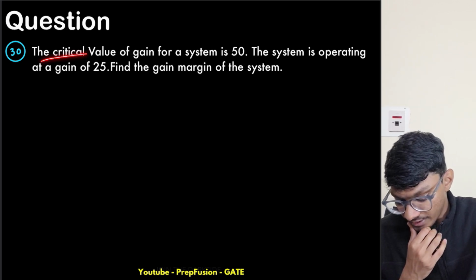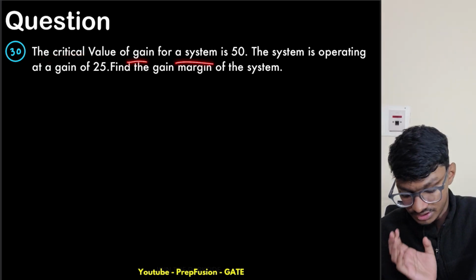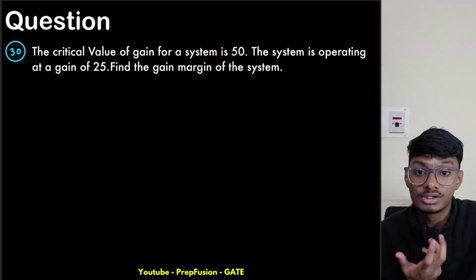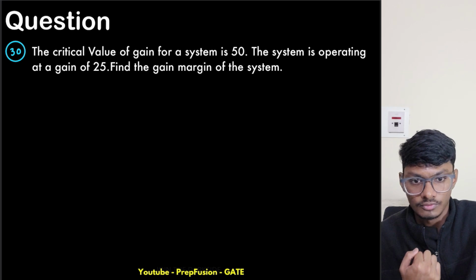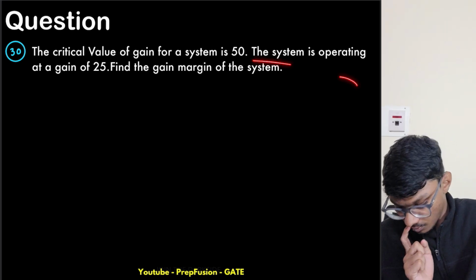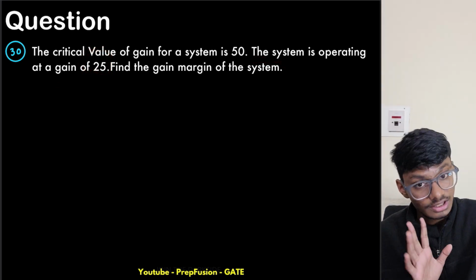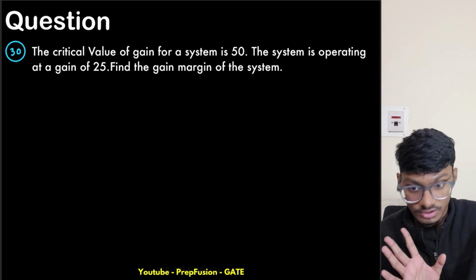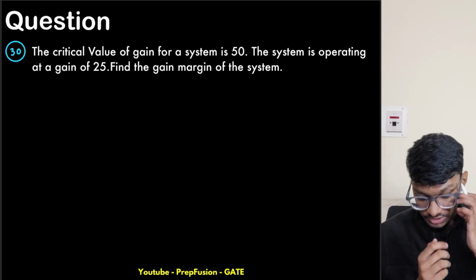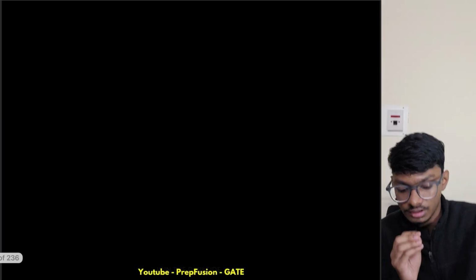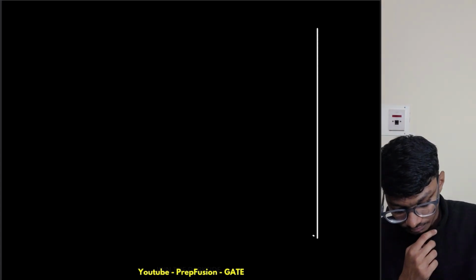So the critical value of gain for a system is 50. Now what does this critical value mean? Just think about it for a second. Again, the system is operating at a gain of 25, but it is saying the critical value is 50. Find the gain margin of the system. How to find the gain margin of the system? So let me plot a polar plot and explain through there, right?